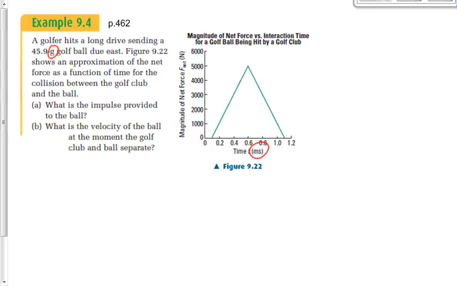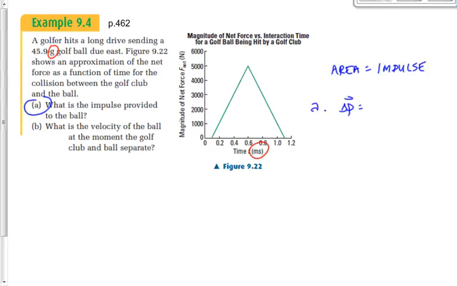3 words should come to your mind right now. What are those 3 words? Yep. Good. Area is equal to impulse. Area equals impulse. Since we're looking for impulse in question A, let's get the area.